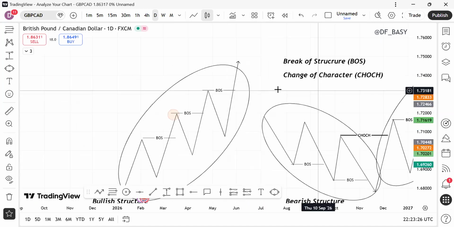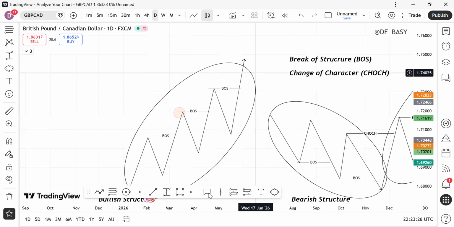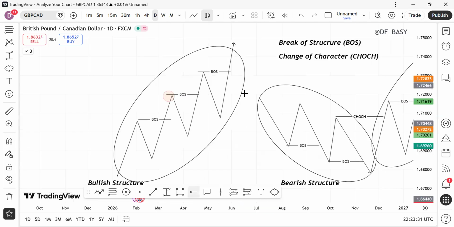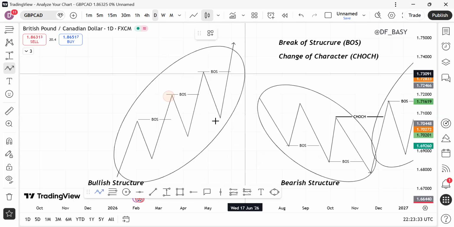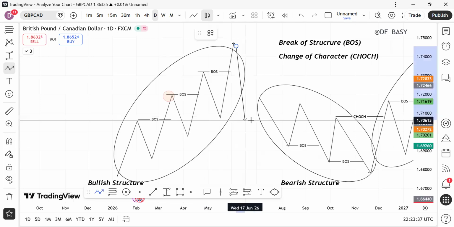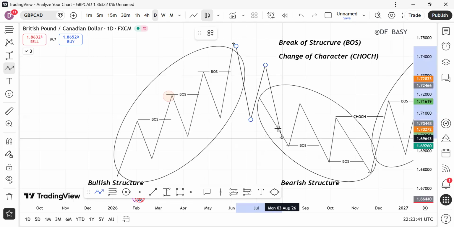Likewise with the bullish structure, right? When the market wants to switch from being bullish to bearish, you have something like this. It comes down, takes out this higher low, which is not supposed to be taken out. Takes it out. Next thing, it forms this and it aligns with this.